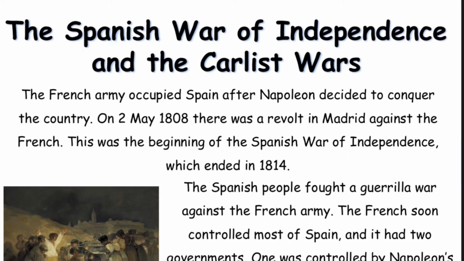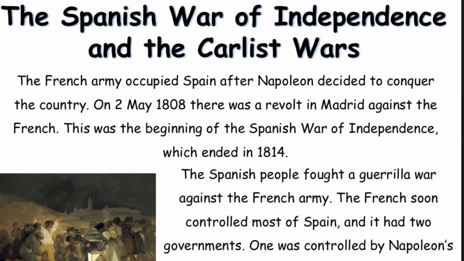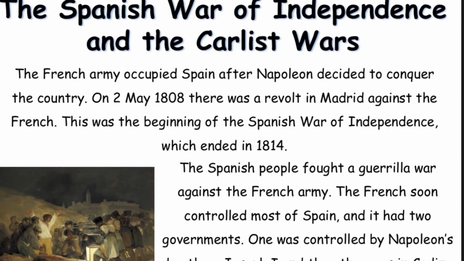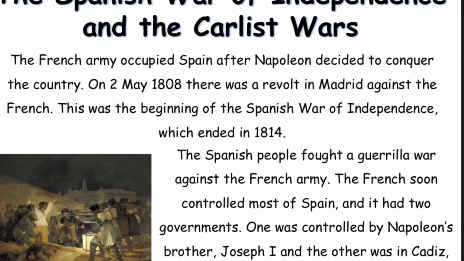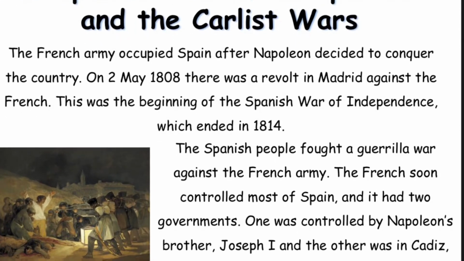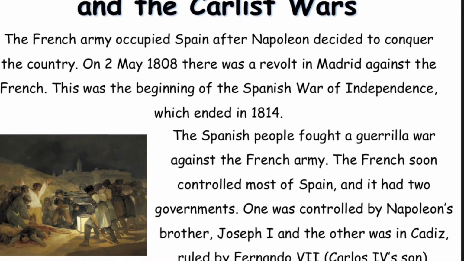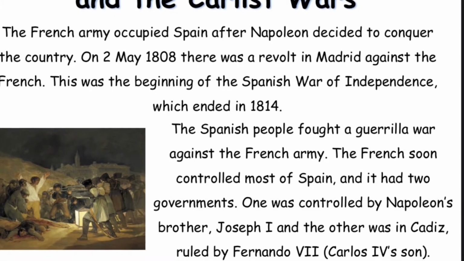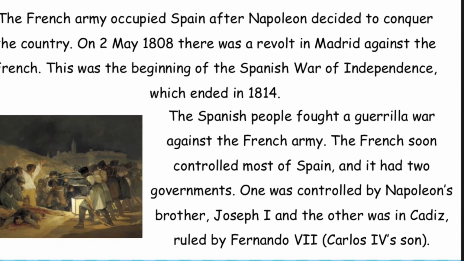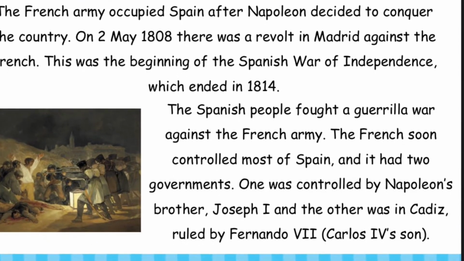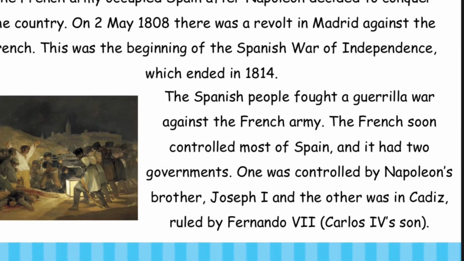The Spanish War of Independence and the Carlist Wars. The French army occupied Spain after Napoleon decided to conquer the country. On May 2nd, 1808, there was a revolt in Madrid against the French. This was the beginning of the Spanish War of Independence, which ended in 1814. The Spanish people fought a guerrilla war against the French army. The French soon controlled most of Spain, and it had two governments. One was controlled by Napoleon's brother, Joseph, and the other was in Cadiz, ruled by Fernando, Carlos's son.